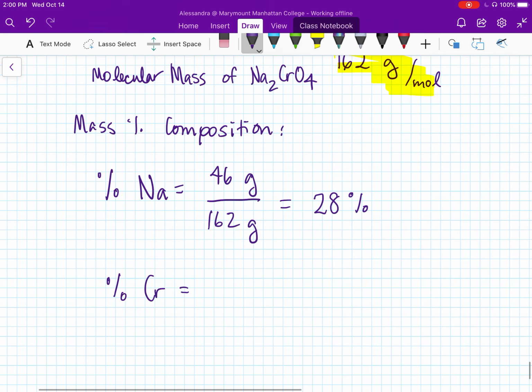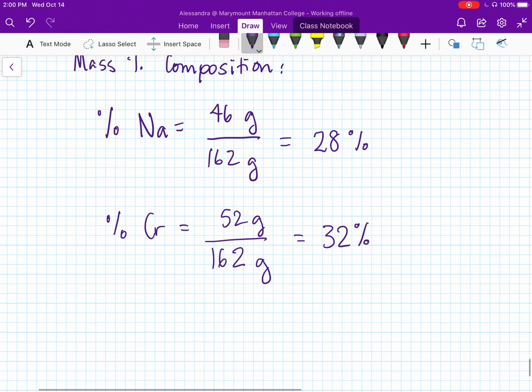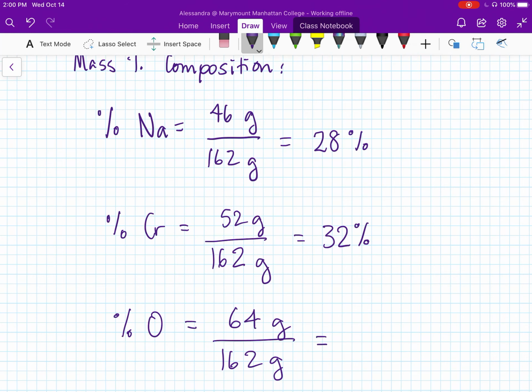The percent chromium is going to be equal to the 52 grams of chromium that's in a mole over the total, over the molar mass. 52 divided by 162 is about 32% chromium. Finally, oxygen is going to be 64 grams divided by the total 162 grams, which gives me 40% oxygen. If I add up all these numbers, they add up to 100. So here I have the mass percent composition of sodium chromate. It's 28% sodium, 32% chromium, and 40% oxygen.